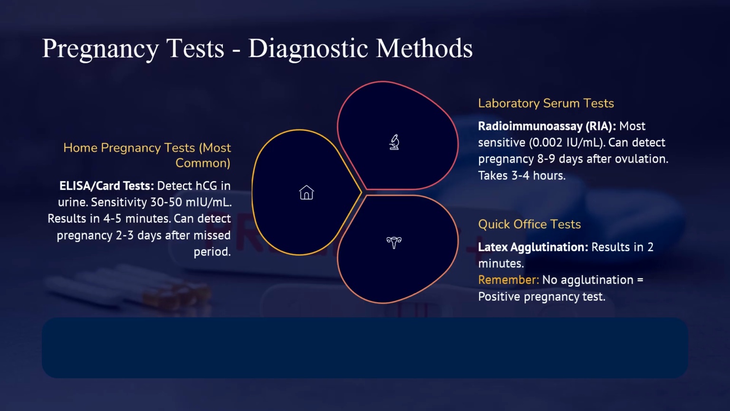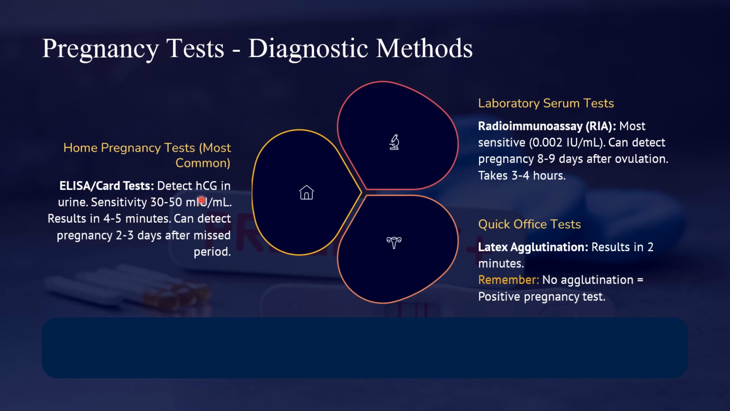Okay, so starting off with the pregnancy test, or different diagnostic methods of testing pregnancy. The first is the ELISA test. This is most commonly done and it can be done at home. This is to detect HCG in urine. Okay, the sensitivity is 30 to 50 milli international unit per milliliter.